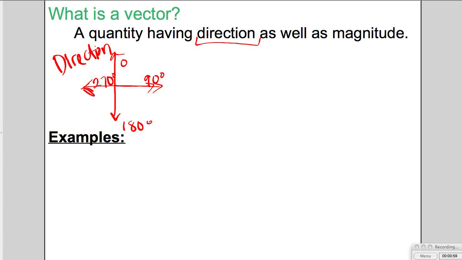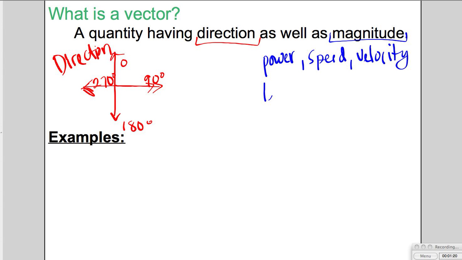The second part is a magnitude. A magnitude is really talking about the power, the speed, or the velocity of an object. So how strong is that object? And it's found by looking at the length of the vector. So the longer the vector, the more power it has.